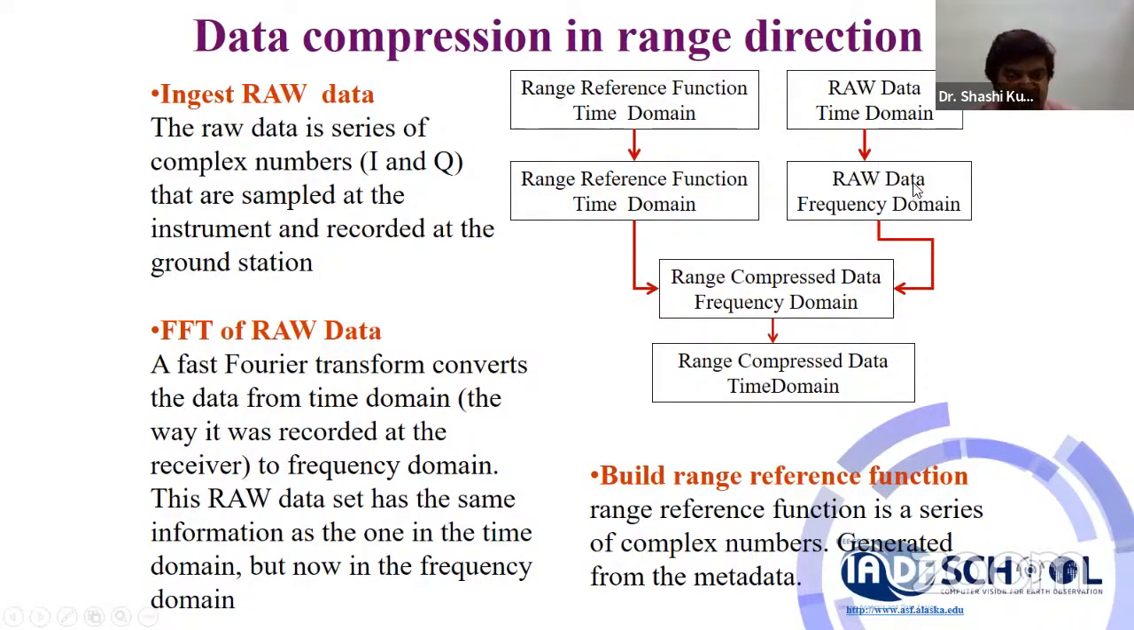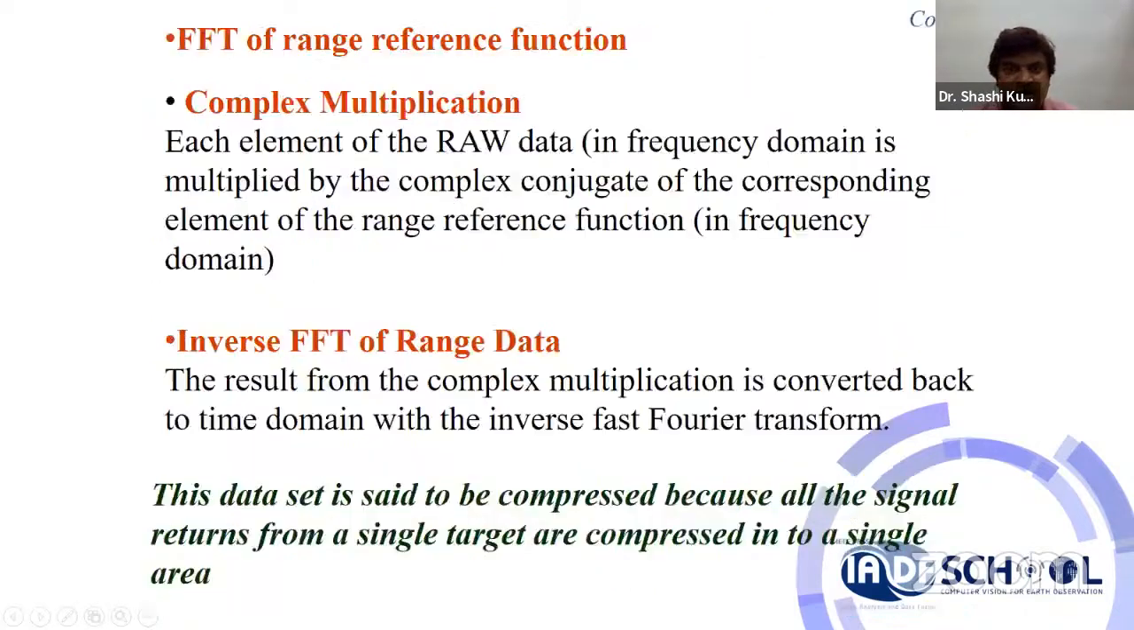A fast Fourier transform will be implemented to convert the data set from the time domain to the frequency domain. This raw data set has the same information as the one in the time domain, but now it is in the frequency domain. Now from the metadata, a range reference function will be built. The range reference function will be a series of complex numbers. And after that, the data will be compressed by doing complex multiplication.